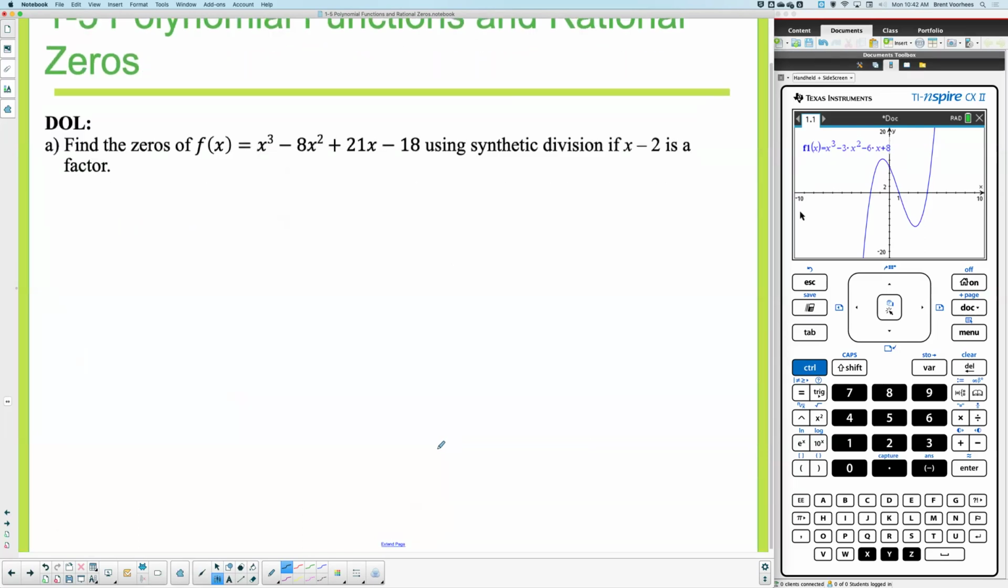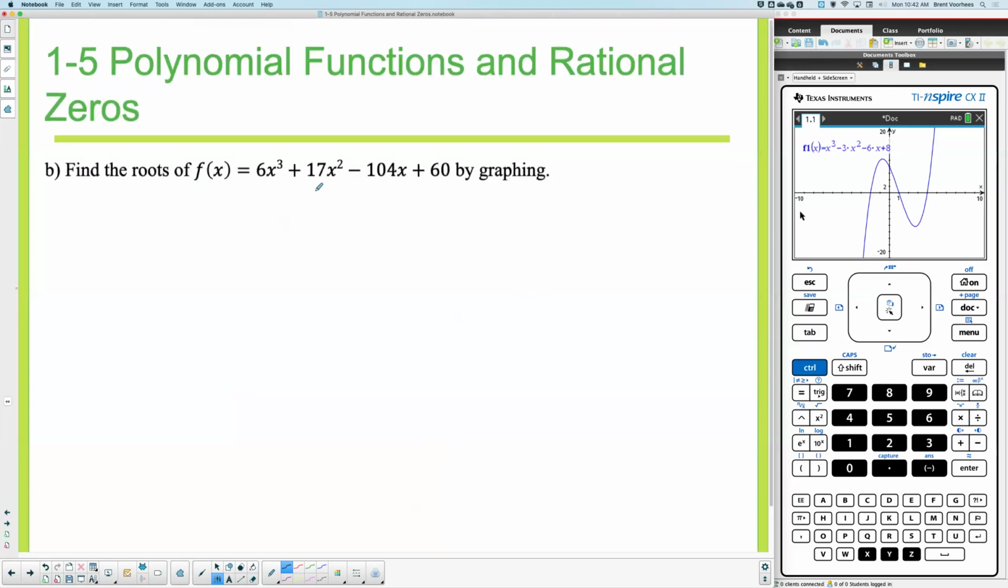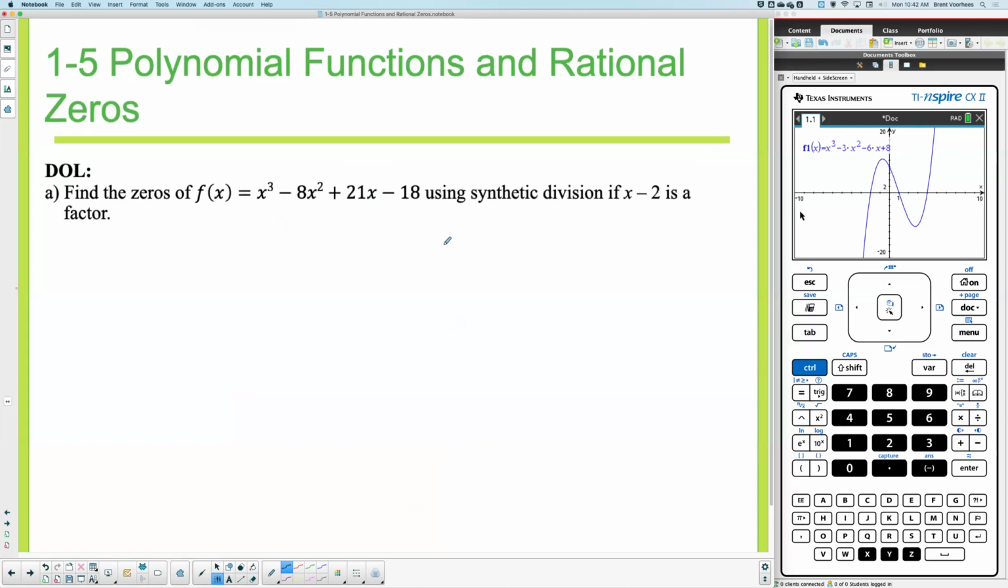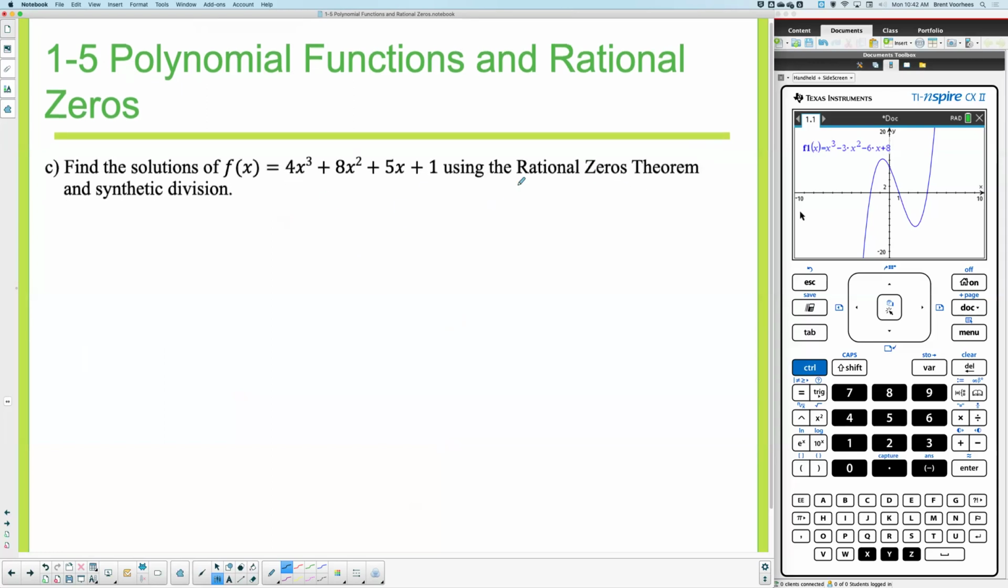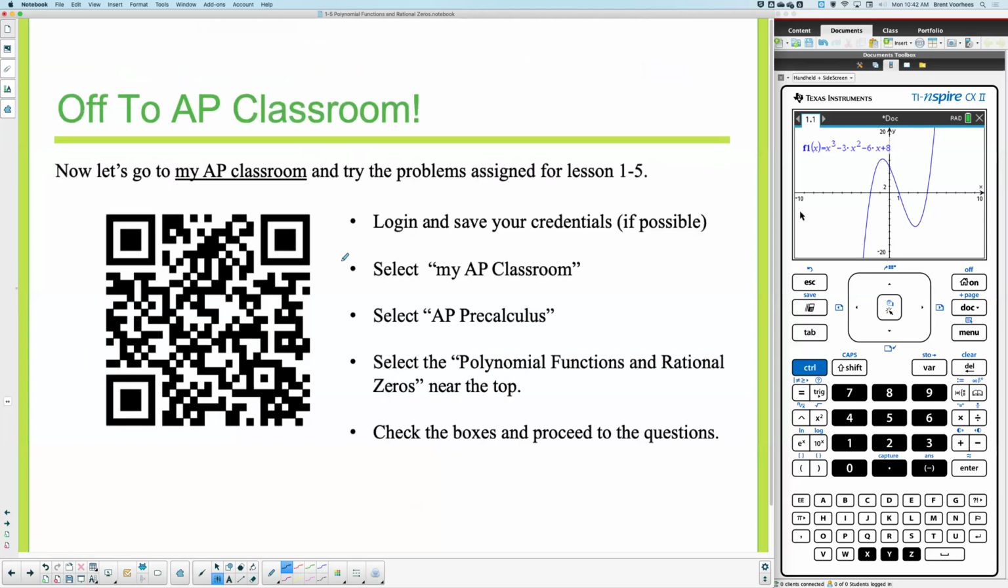Now, you've seen the whole lesson, so I have three DOLs for you. I have one where I want you to do a synthetic. I have one where I want you to get the factors or the roots by graphing. So do synthetic, graphing, and then here you could do your rational zeros theorem. That's what we just did. That's the P over Q. Simplify that way. After that, you can go check out these DOLs.